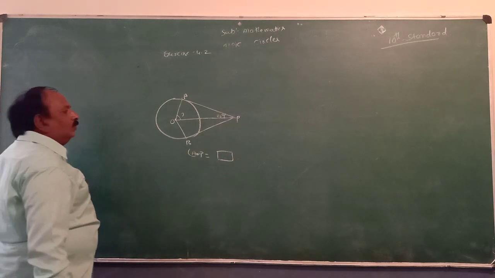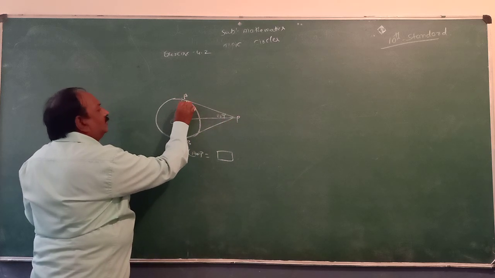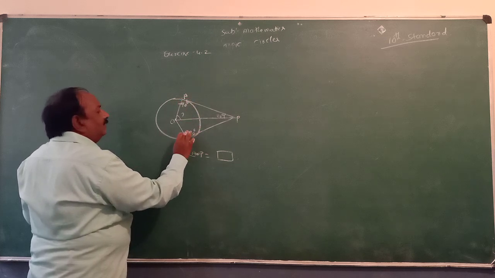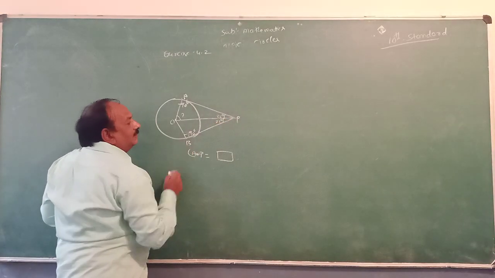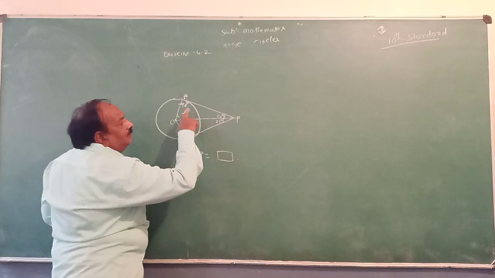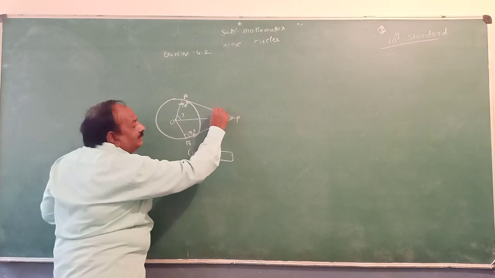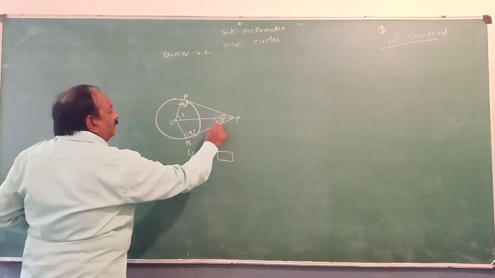So once again, you go through this one. Angle OAP is equal to angle OBP is equal to, how many degrees? 90 degrees. This is how many degrees? 90 degrees. If this is 25 degrees, this is also 25 degrees. We already proved in the theorem that tangents drawn from the external point to the circle are equally inclined to the line joining the external point and the center. 25 plus 25 is 50.